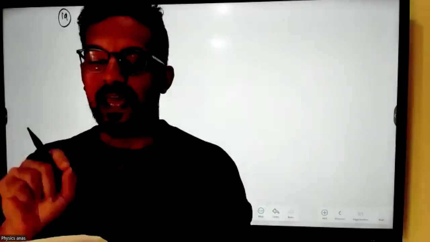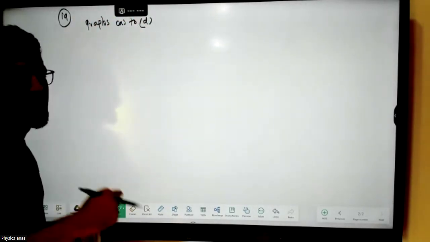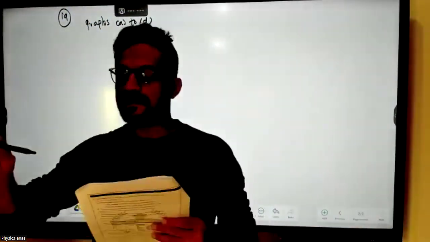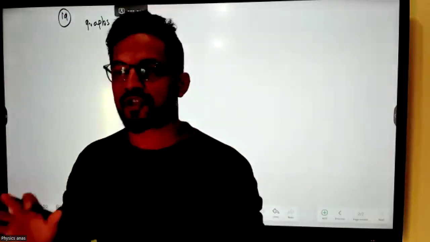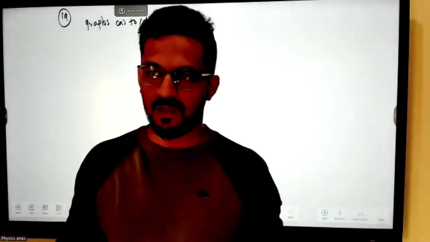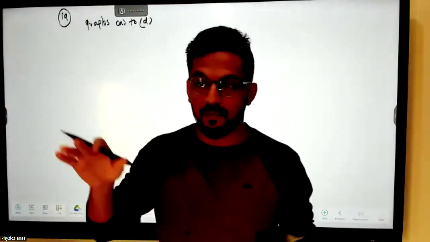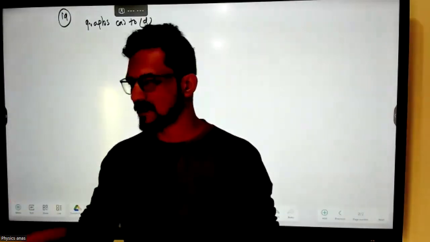And read it. Look at the graphs A to D. There are four graphs, A, B, C, D. State with the reasons which of these cannot possibly represent one-dimensional motion of a particle. Which of these graphs cannot represent one-dimensional motion of a particle? That is the question. Did you understand the question?